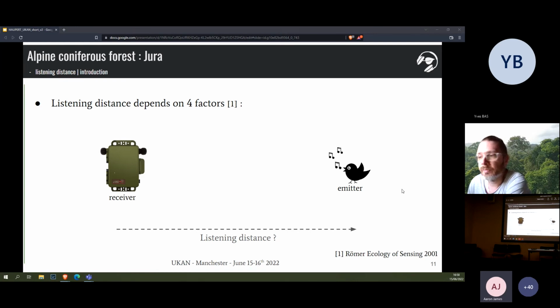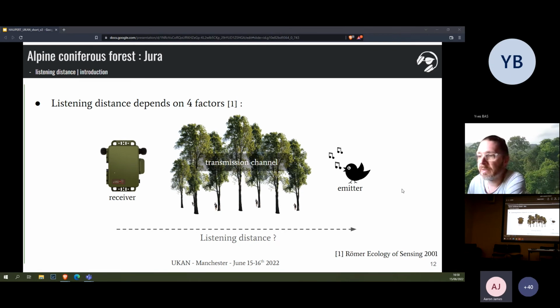We need 2 more factors that are usually overlooked to understand what's going on. One of these factors is the transmission channel. Sound does not propagate in the same way in forests, which are closed habitats, as in grassland, which are open habitats. And the last parameter is the ambient sound, which corresponds to the sounds produced by biotic and also abiotic sources. The ambient sound is often called background noise because we don't want it. In the communication process, the background noise is the sound that masks the signals of interest.